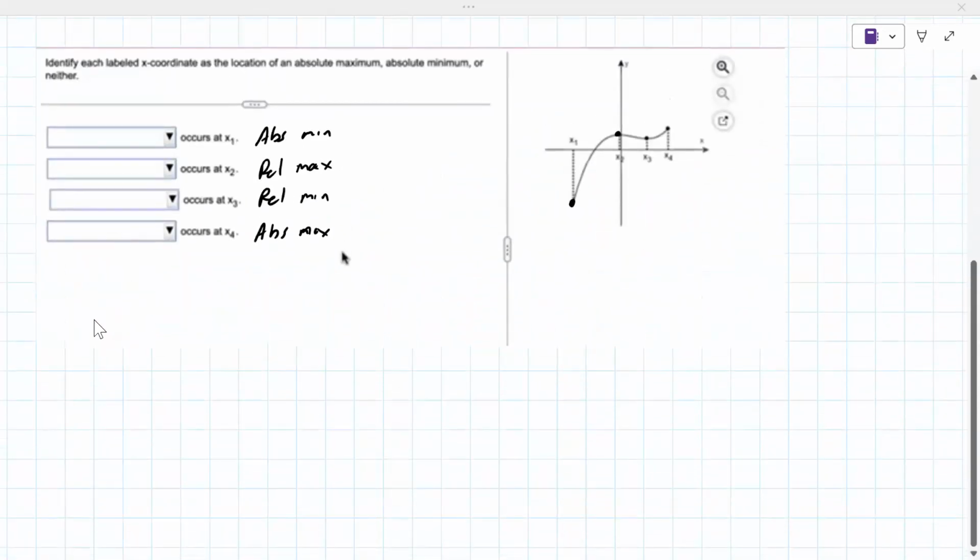Yes, no, maybe. So if it's relative, would it be neither absolute extreme? What are in the drop downs? It's absolute max, absolute min, and then neither absolute extreme. Yeah, so these are both neither. Okay, that makes sense.